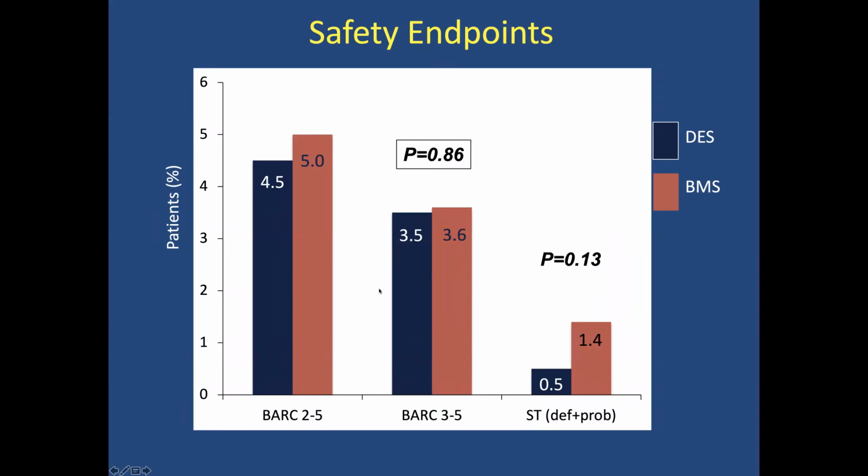And there was no significant difference in the bleeding risk in those patients who were treated with bare metal versus drug-eluting stents, but there was a numerical decrease in the rate of stent thrombosis with drug-eluting stents, demonstrating that in those patients who are high bleeding risk, even in ACS, the duration of dual antiplatelet therapy can safely be decreased.